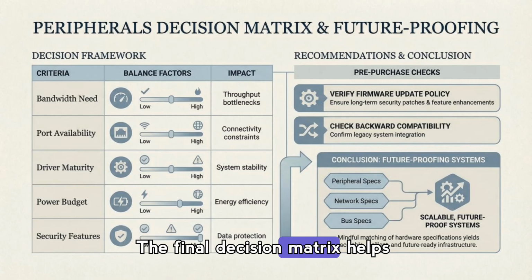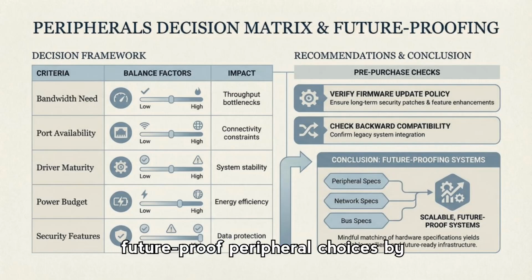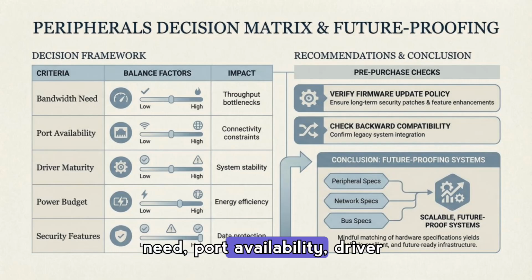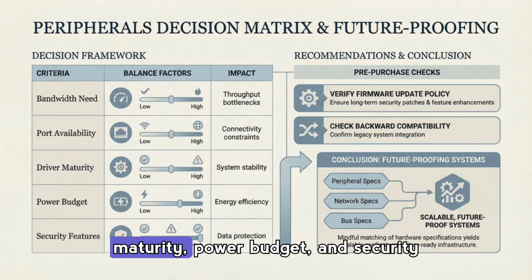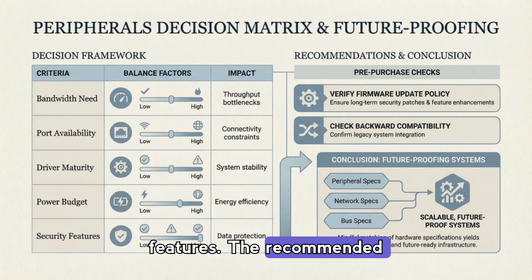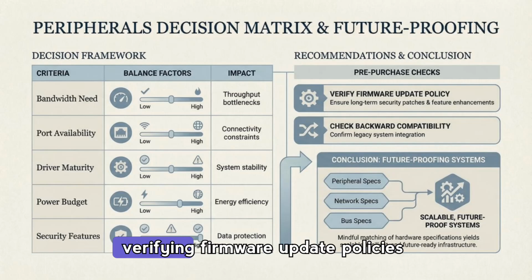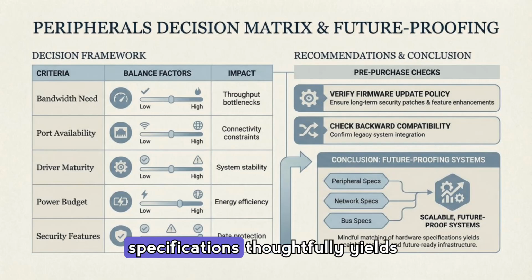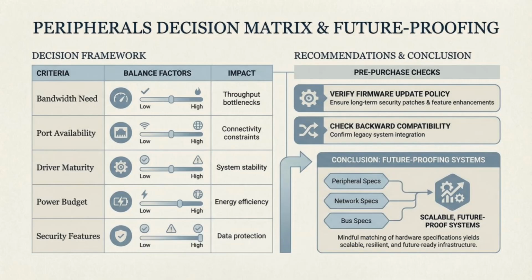The final decision matrix helps future-proof peripheral choices by weighing criteria like bandwidth need, port availability, driver maturity, power budget, and security features. The recommended pre-purchase checks include verifying firmware update policies and confirming backward compatibility, because matching peripheral, network, and bus specifications thoughtfully yields scalable, resilient systems that remain useful as workloads and standards evolve.